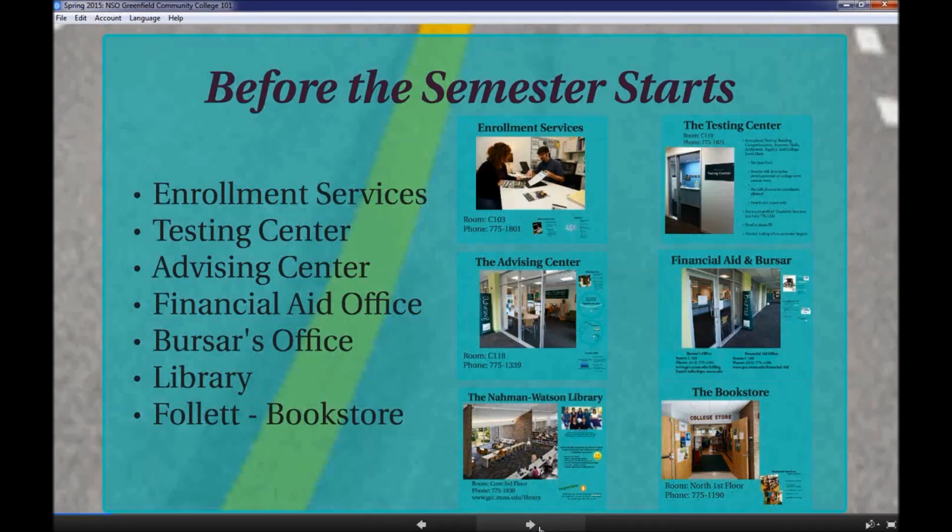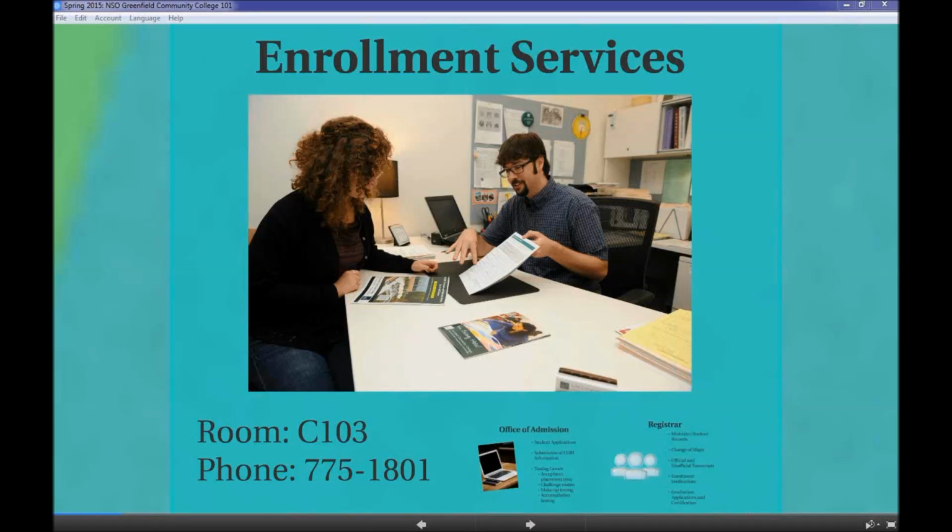Okay, so again, some of those services that we're assuming you have some familiarity with, we're going to review these services, but that should include the Enrollment Services Office, the Testing Center, the Advising Center, hopefully financial aid, the Bursar's Office, library, and our bookstore. So let's look a little bit more. So Enrollment Services, they're located on the 1st floor in room C103.